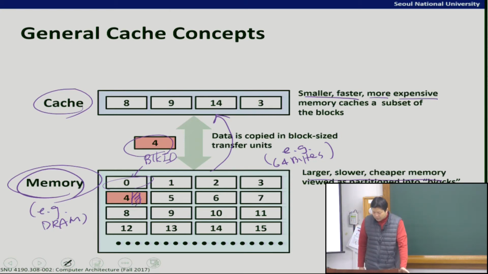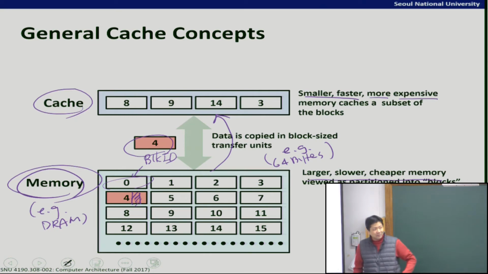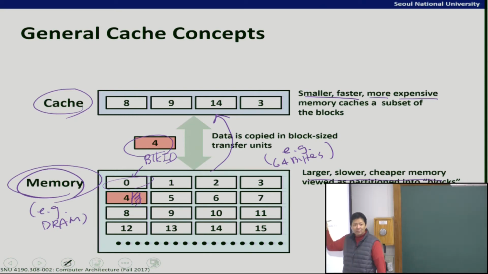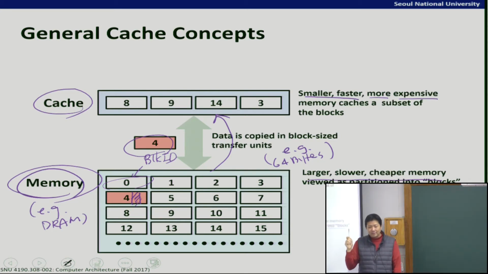Okay? Then here is the question. You already have certain blocks placed in your cache, right? Then a new block is coming in. There are two questions. First of all, where should this block go? In this specific example, we have 4 different locations a block can go. And the second question is, which block should be kicked out? So that's basically two questions.